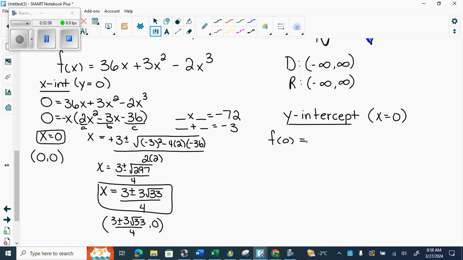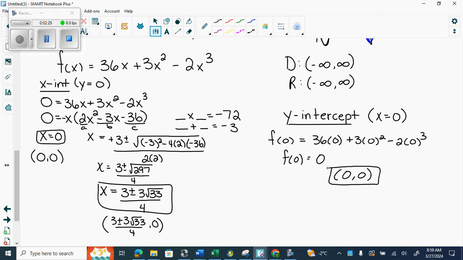All right. So f of 0, 36 times 0 plus 3 times 0 squared minus 2 times 0. Did I actually have to do this? Yes. I already had it. I already have it over there. I'm just proving a point because people will still find it every time.